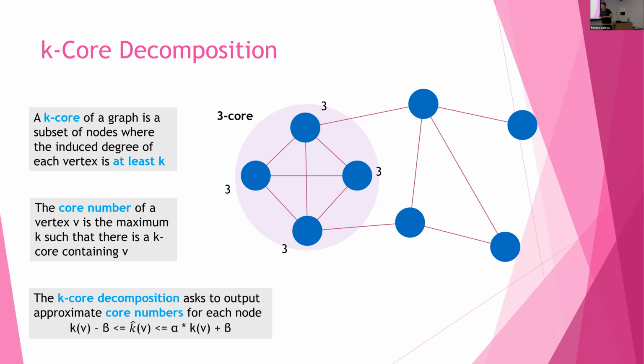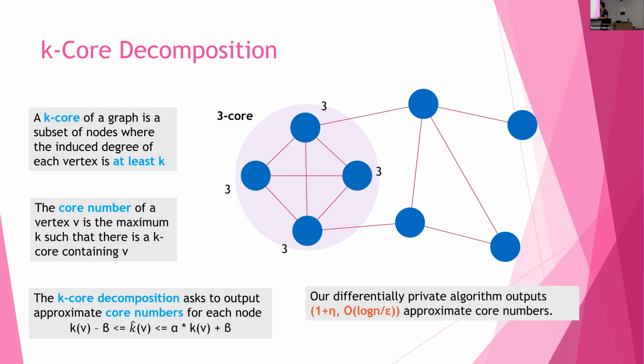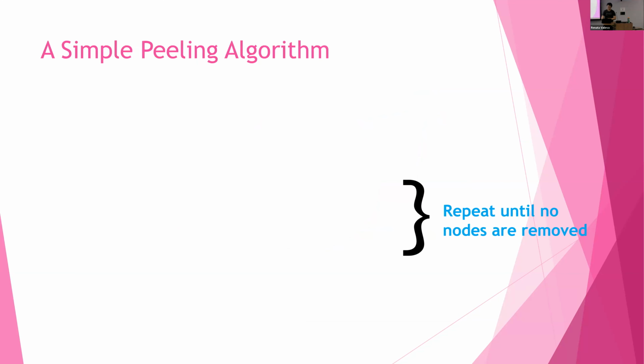And because we are working under differential privacy, we need some notion of approximation. So our goal will be to output alpha-beta approximate core numbers, which are just the approximate core numbers with alpha multiplicative error and beta additive error. Our main result is that under differential privacy, for any eta greater than 0, we can give an algorithm which outputs (1 plus eta, order log n)-approximate core numbers. And this improves upon the best known results.